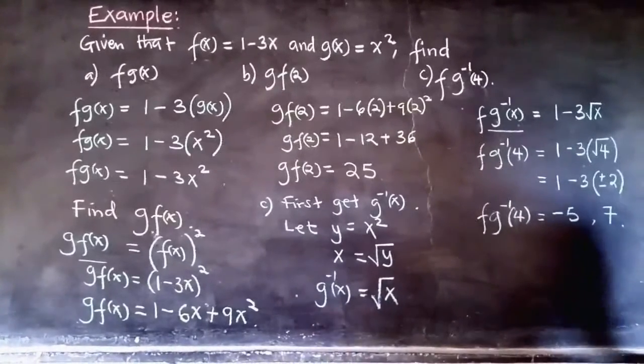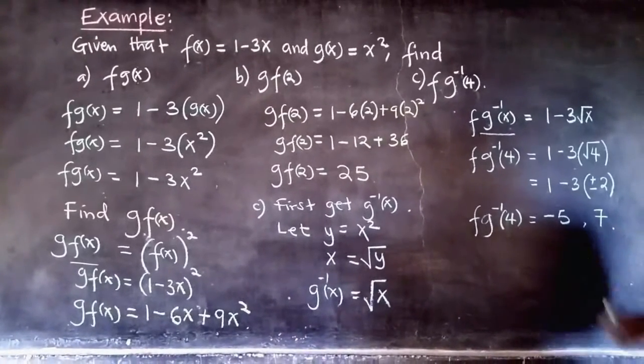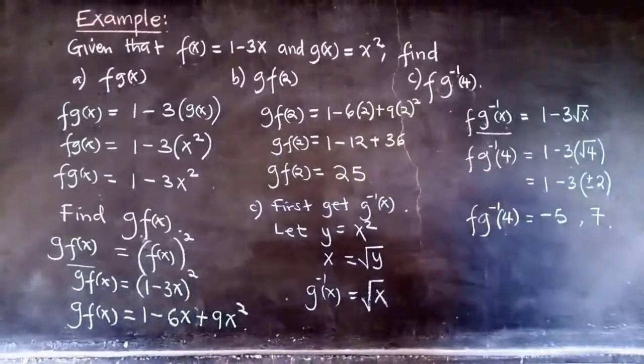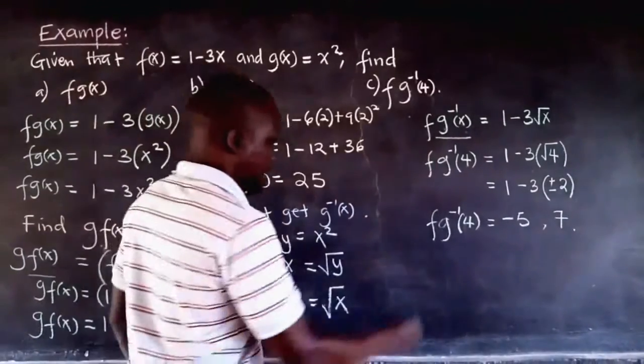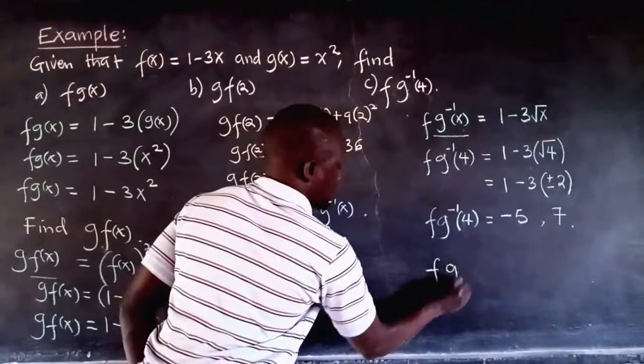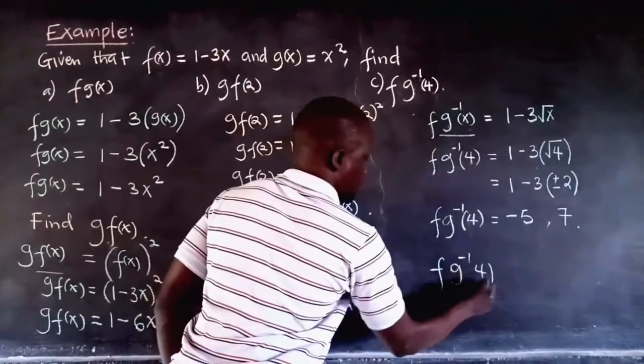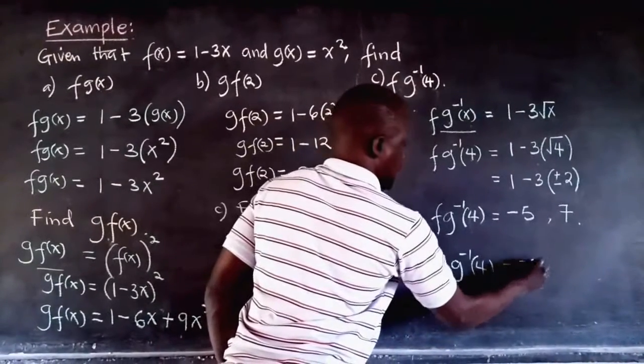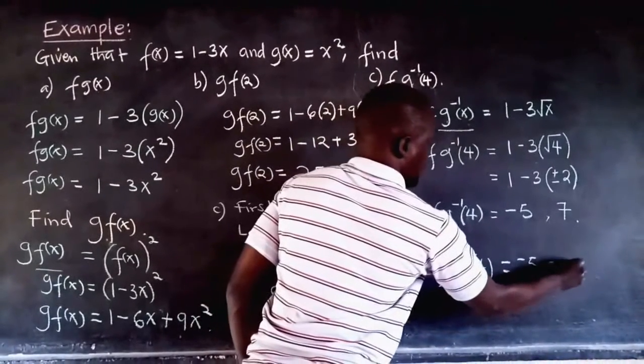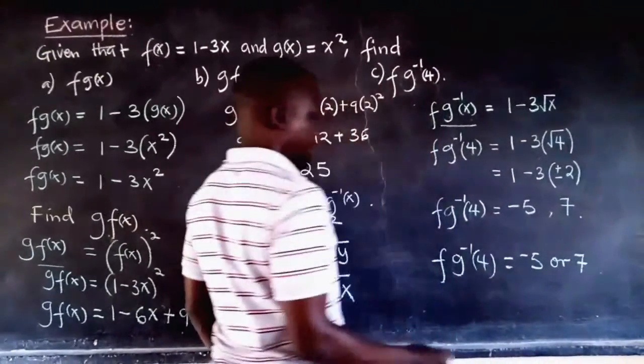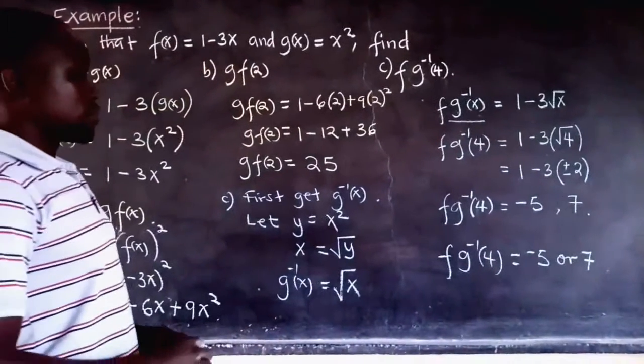That is it as our first example under these composite functions. So for part C, we have f g inverse of 4 is equal to negative 5 or positive 7.